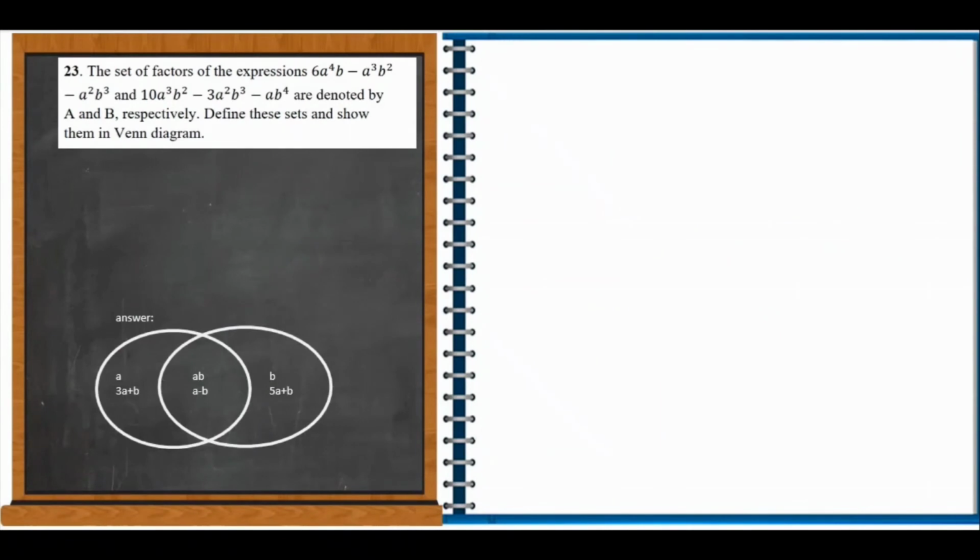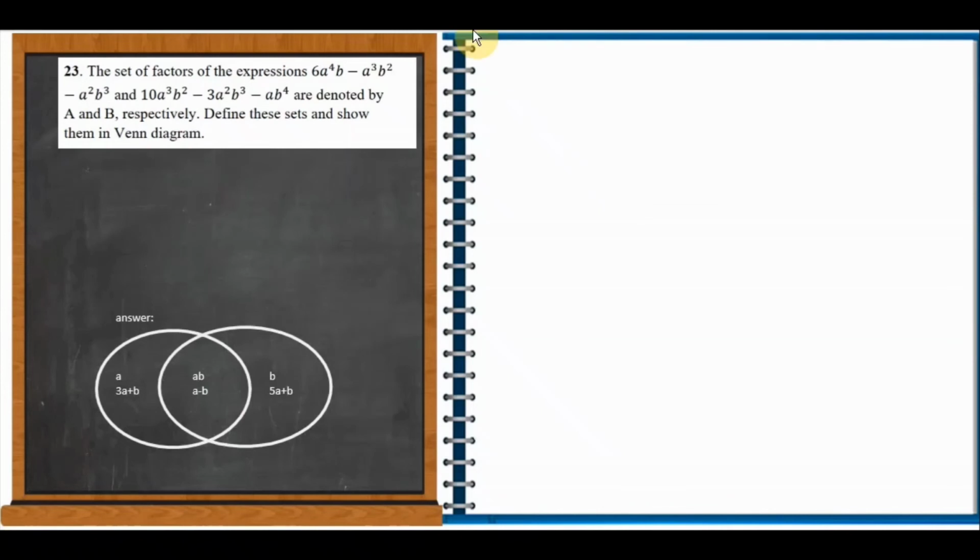Number 23. The sets of factors of the two expressions are denoted by A and B. I mean, their factors are in the set A and B, respectively. Define these sets and show them in a Venn diagram. Here's the answer to this question. If you want to give it a try, just pause the video and try yourself. Now we are going to explain this question.